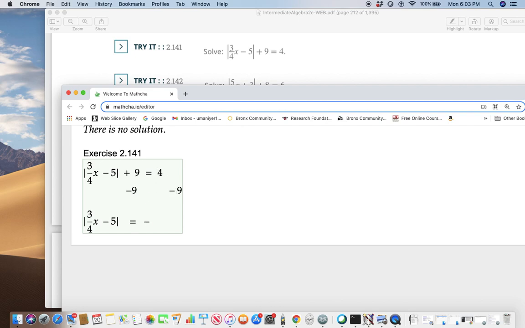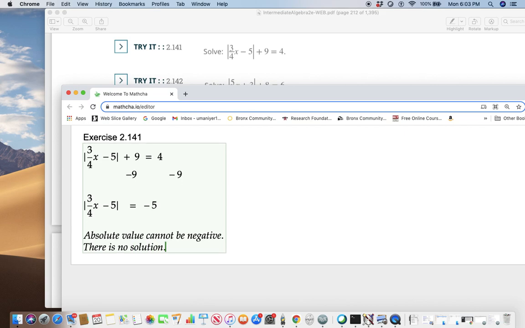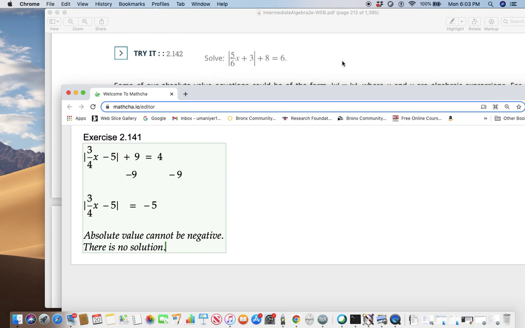4 minus 9, which is -5. Absolute value cannot be negative. You see, on the right hand side you have a negative number. Left hand side is absolute value of an expression. Well, what does this mean? There is no solution. All right, let's try one more.